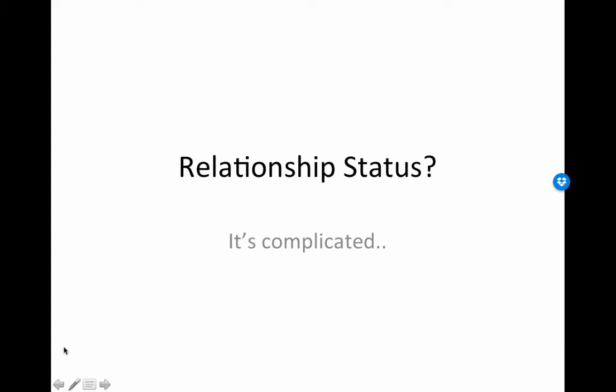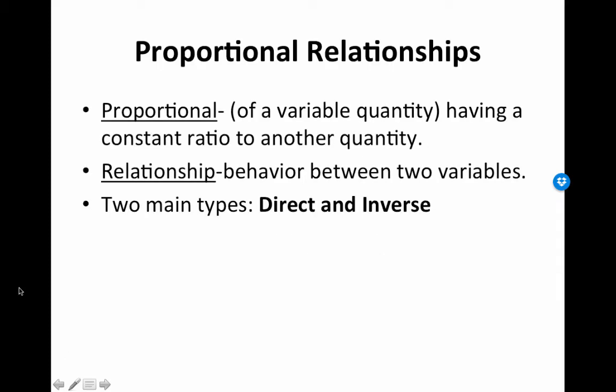We're going to be talking about proportional relationships today and figuring out how those relationships are related to what's called a proportionality constant. Proportional is of a variable quantity having a constant ratio to another quantity. Relationship is just between two variables. So if you put proportional relationship together, you're getting two variables and you're trying to figure out what the constant ratio between them is. There are two main types of proportional relationships that we're going to be using.